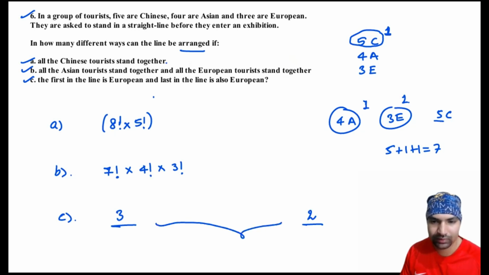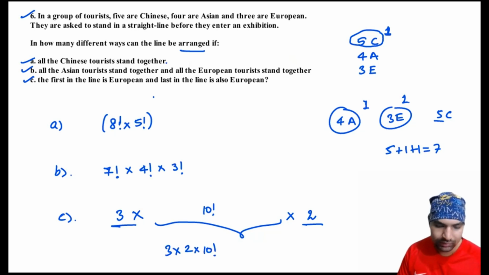Now the remaining people are there, isn't it? So I'll multiply, because first this will be filled, then this will be filled. So now 2 Europeans are done. Now how many are left? The total is 12, 2 are done, so 10 are left. So they themselves can be arranged in 10 factorial ways. So 3 times 2 times 10 factorial. That is the answer. I hope you're getting this.